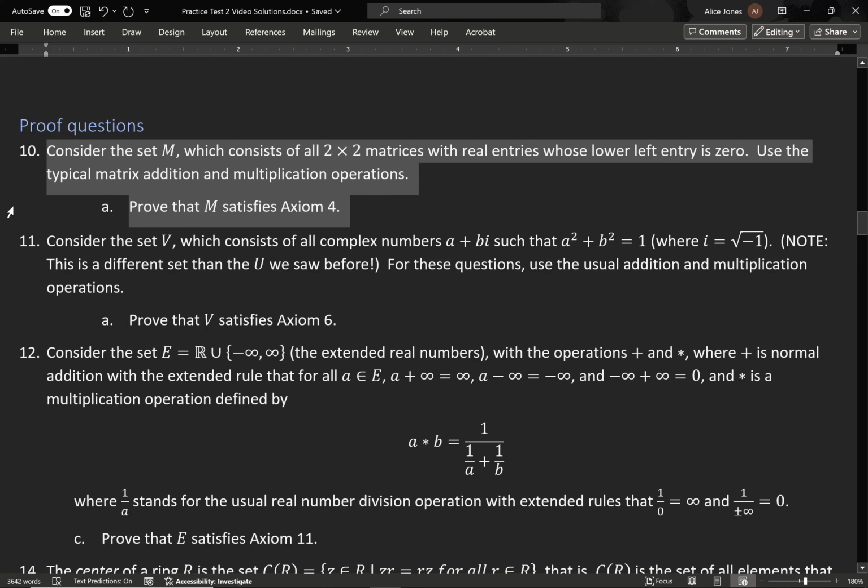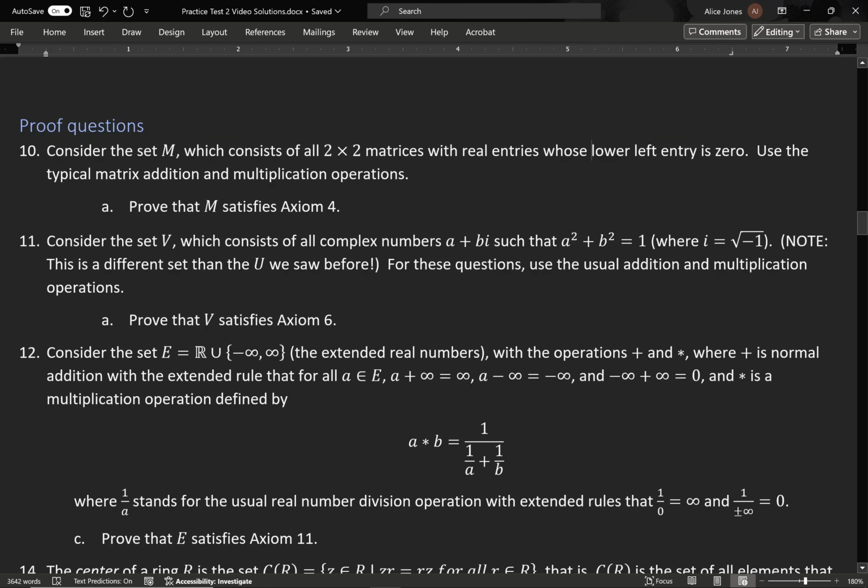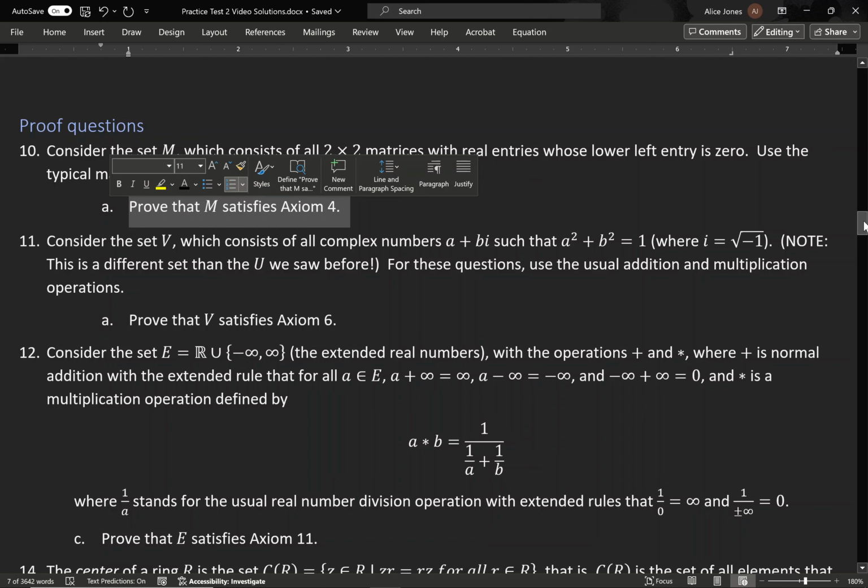Consider the set M, which consists of all 2x2 matrices with real entries whose lower left entry is 0. So they're like upper triangular matrices. Use the typical matrix addition and multiplication operations and prove that M satisfies axiom 4.